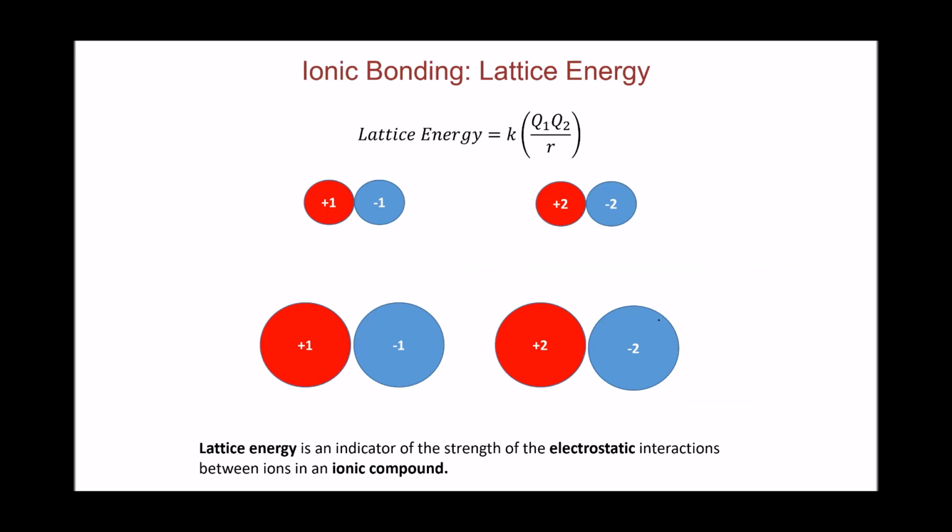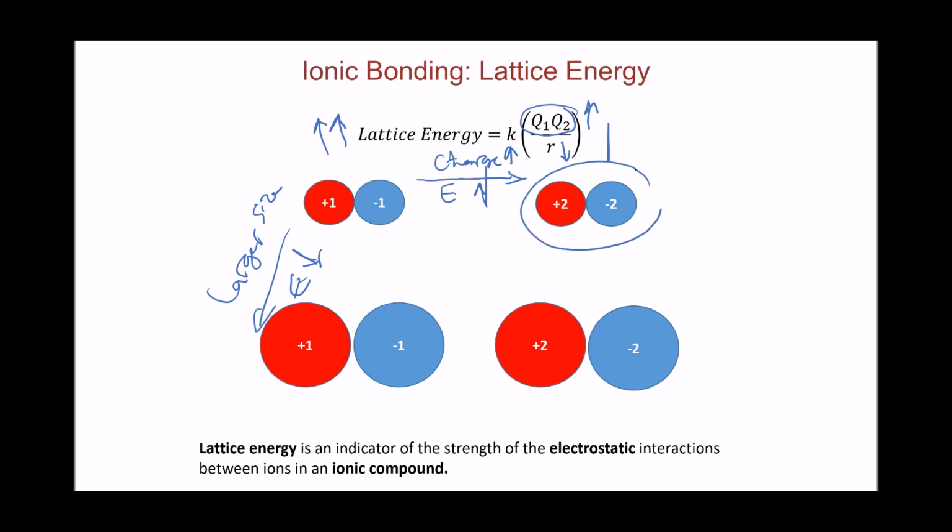If you compare a combination of 2 ions with 1 plus charge and smaller size to 2 ions of the same size but larger charge: larger charge means higher attraction, and larger size means lower attraction. So the one with the smallest size and larger charge is going to have the highest lattice energy, and the one with the smallest charge and largest size is going to have the smaller lattice energy.